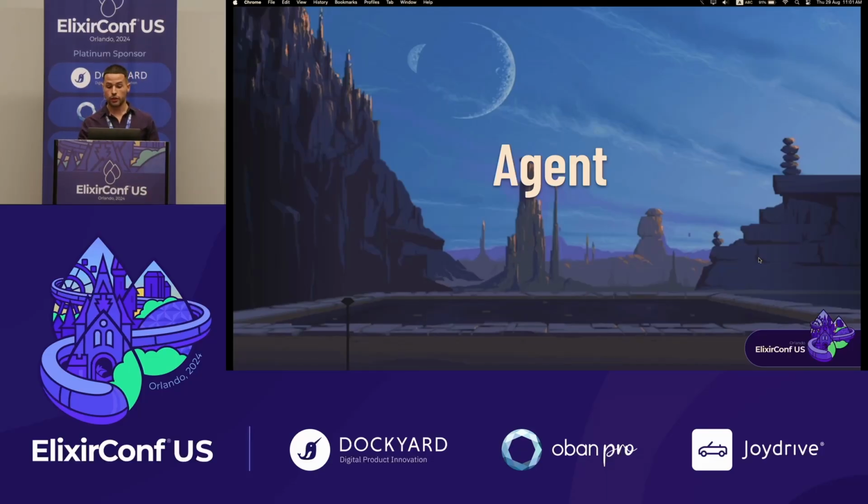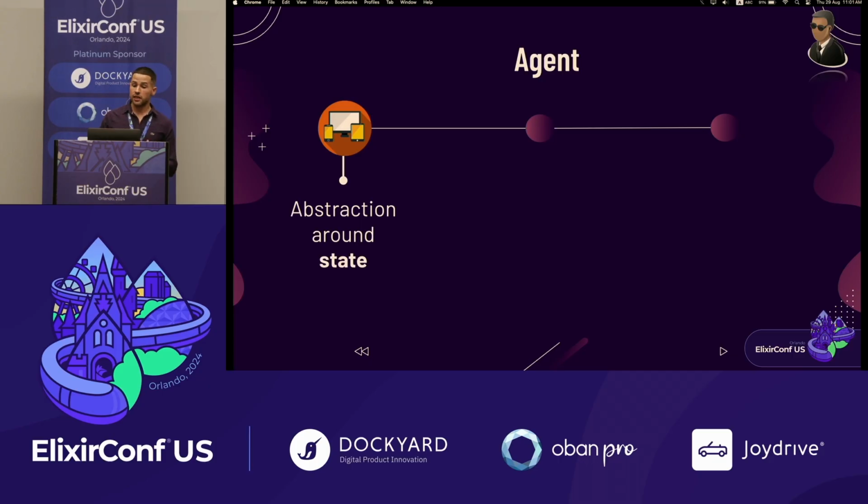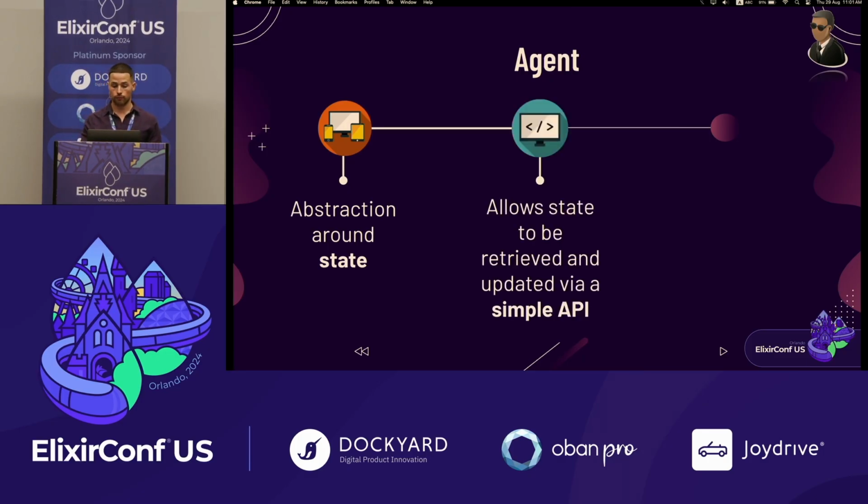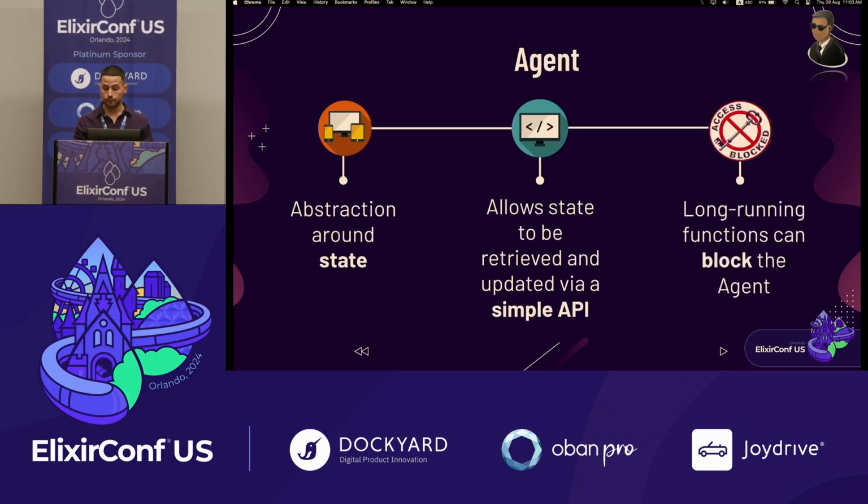Okay, let's continue with our next friend, and this is the agent. So an agent is just an abstraction around state. The main goal of an agent is just to store state, and then be able to return that state in other parts of our application. It's allowed to store state and retrieve the state via a simple API. We are going to see that just using agent.update to store the state and agent.get to retrieve the state is enough to have a process that can manage state.